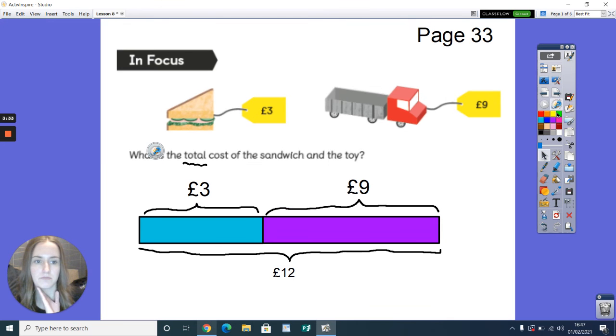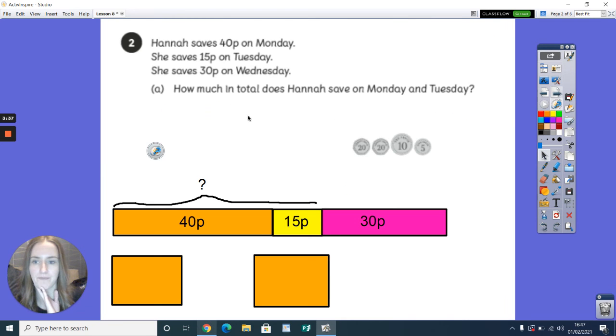Okay, this time, we have got Hannah. And Hannah saved 40p on Monday. I've been kind here and I've labelled the parts of the bar for you. So she saved 40p on Monday. She saved 15p on Tuesday. And she saved 30p on Wednesday.